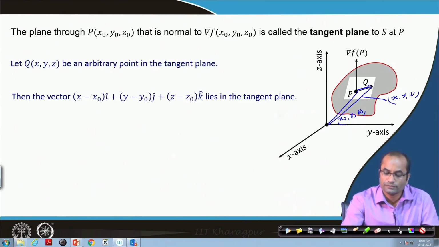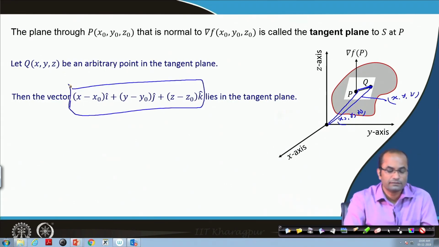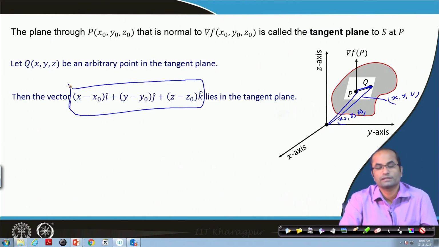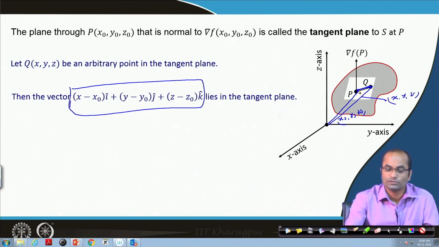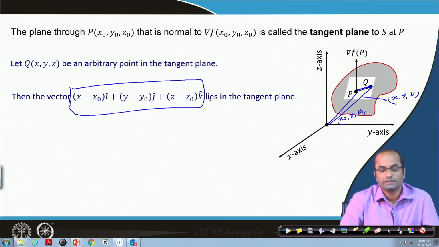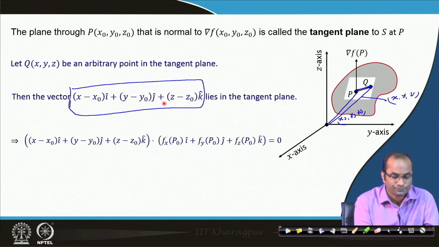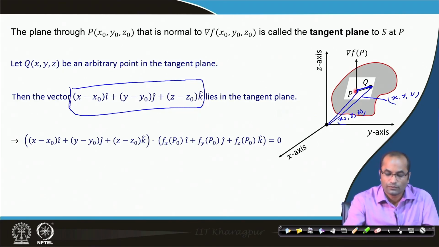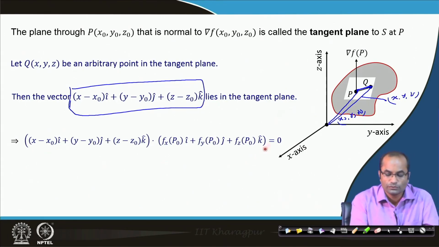Now the difference of the two we can get by this vector x minus x naught, y minus y naught and z minus z naught, which will lie on the tangent plane, because we have taken q also on the tangent plane and P is also a point on the tangent plane. So, this P q will be on the tangent plane. So, the second consideration here: this line and also this del f, which is normal to the tangent plane, the dot product of the two should be 0.